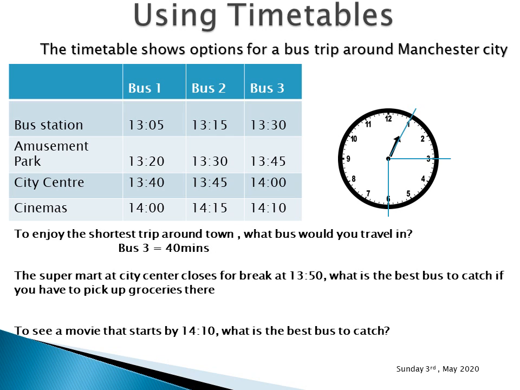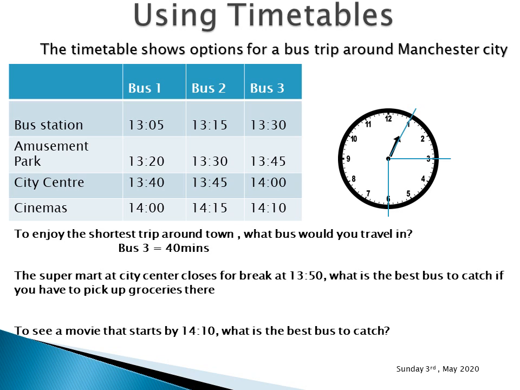Now, the second question says the supermart at city center closes for break at 1:50. This is 13:50. Now you understand this. What is the best bus to catch if you have to pick up groceries there? That's at the city center, the supermarket at the city center. Now let's see city center for bus 1, bus 2, and bus 3. We must be there before 1:50 or 13:50 hours.